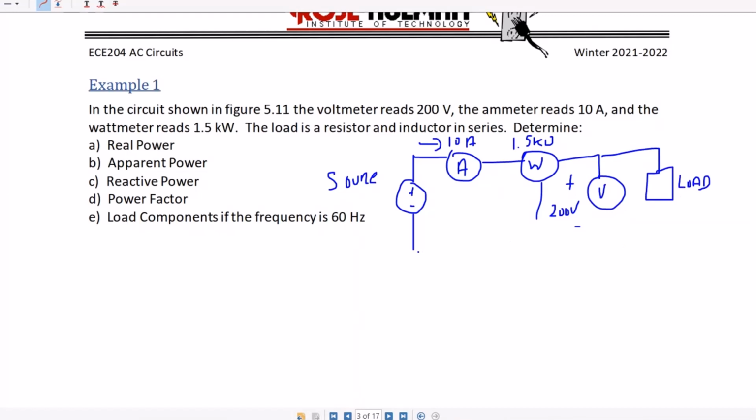Even though we have already seen in the problem statement that the load is going to be a resistor in series with an inductor. This is kind of ugly, but it's a resistor in series with an inductor. So I know resistor in series with the inductor already tells me something. That gives me a hint already that the power factor is going to be lagging and that theta V minus theta I is greater than 0.